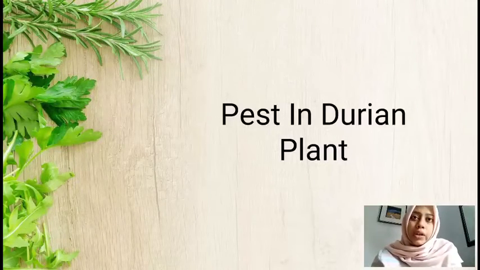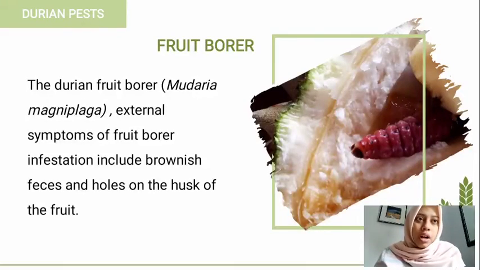Next, pests in durian plants. First, fruit borer. The durian fruit borer, Mudaria magniplaga Walker, is the most important insect pest of durian, and the larva is known to feed only on durian fruit. The caterpillars hatch from eggs laid on the husk by the female moth. External symptoms of fruit borer infestation include brownish feces and holes on the husk of the fruit. The holes are made by the caterpillars that bore into the fruit.